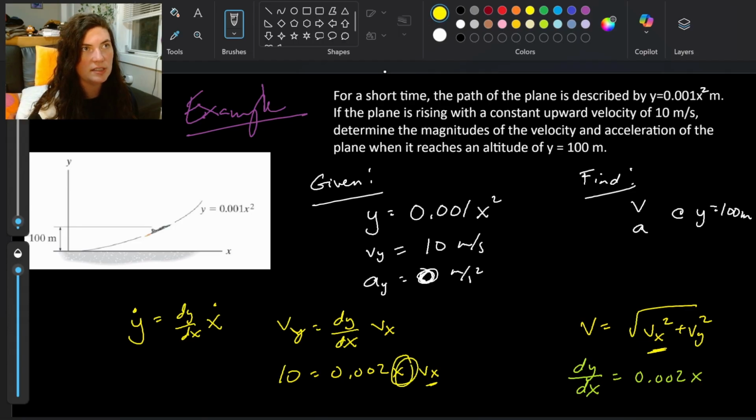But what is this x then? I'm given that I want to find our velocity when y is 100, and I'm given a relationship between y and x. We can actually backtrack and find out what the x value is when y is 100, to plug into this equation here so that we can solve for Vx. I'm going to erase this, clean this up a little bit, and put my x back in here.